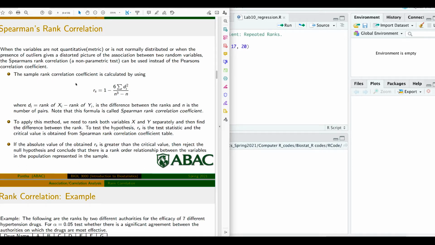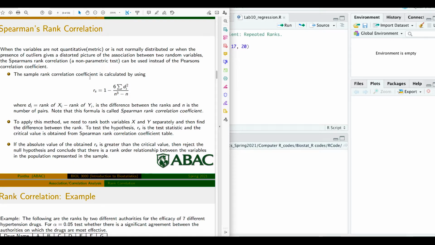When the variables are not quantitative or not normally distributed, or when the presence of outliers gives a distorted picture of the association between two random variables, the Spearman's rank correlation, which is a non-parametric test, can be used instead of Pearson's correlation coefficient.